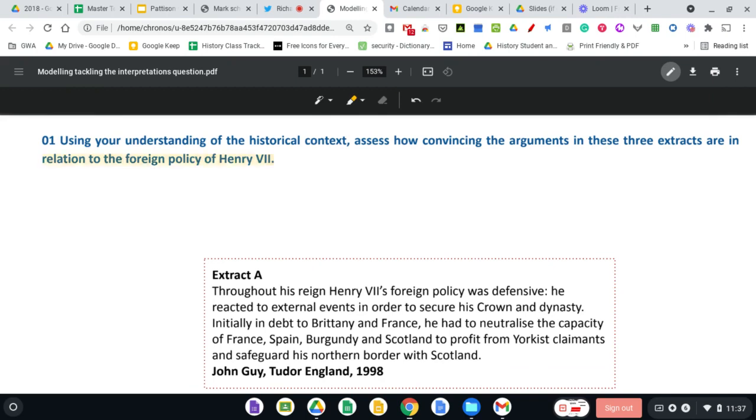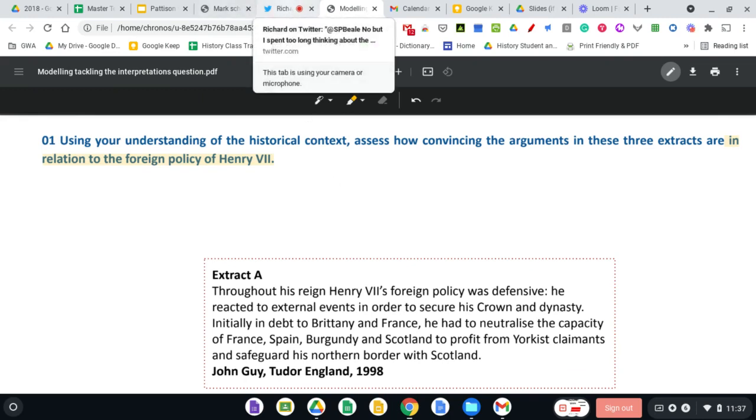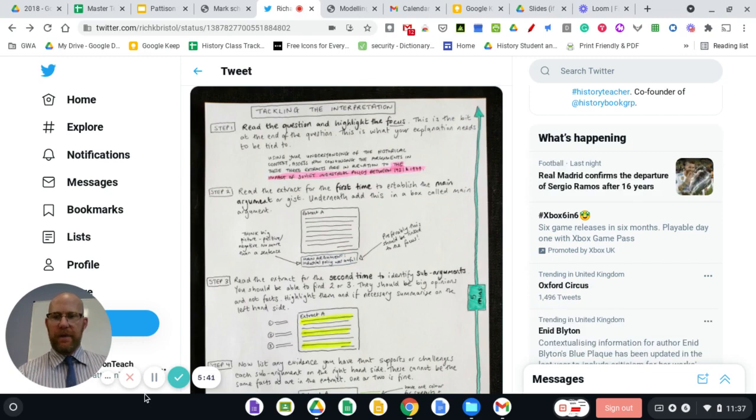There we go, as if by magic. Okay, step one, using your understanding. So we've got this very clear, obvious method by which we are considering that first and foremost, foreign policy is the focus that we're going to be undertaking.